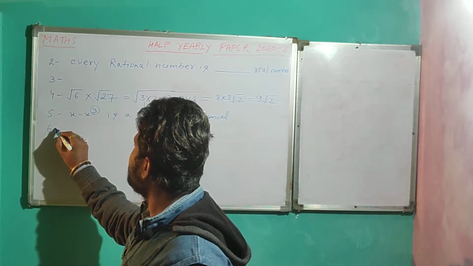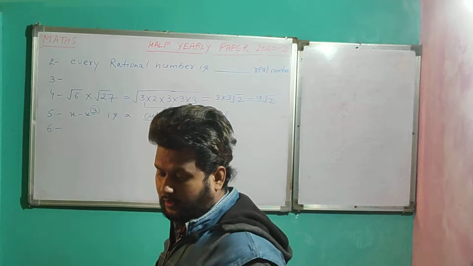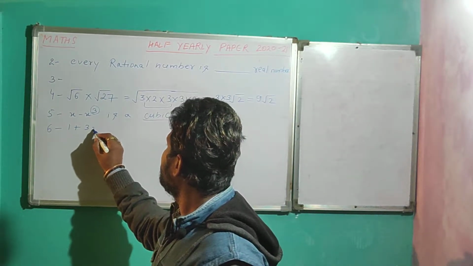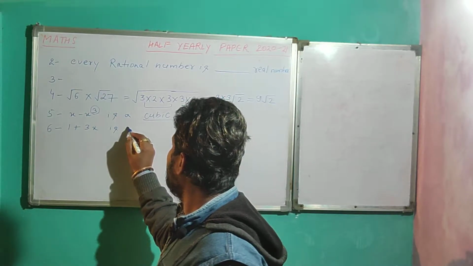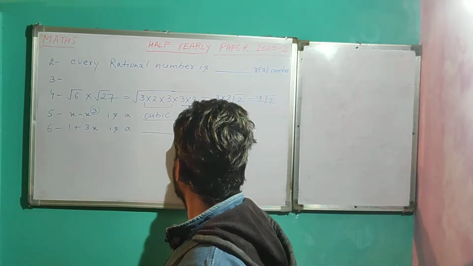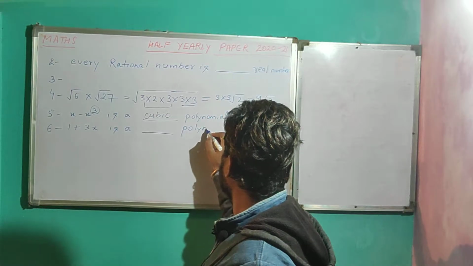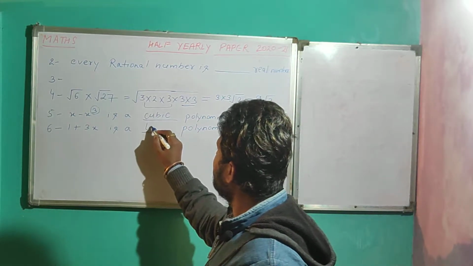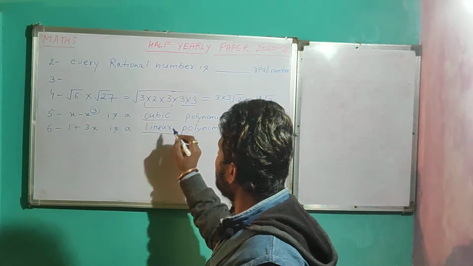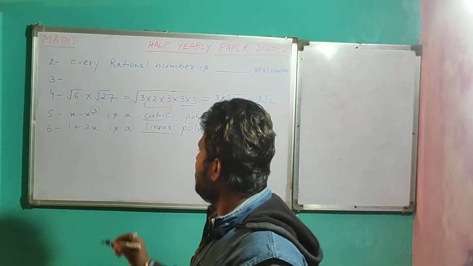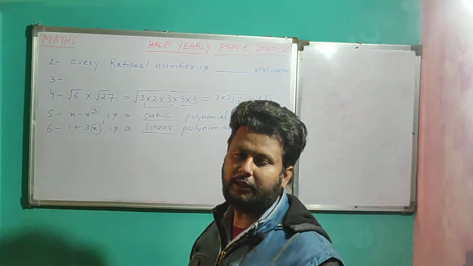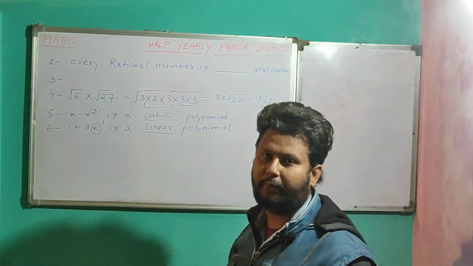Next, question number 6. 1 plus 3x is a dash polynomial. The answer is linear. Why is the answer linear? Because the degree of x here is 1. Therefore, this equation is a linear polynomial.